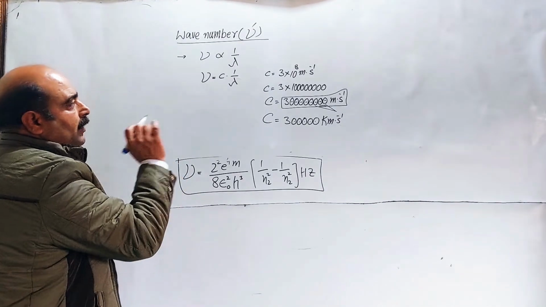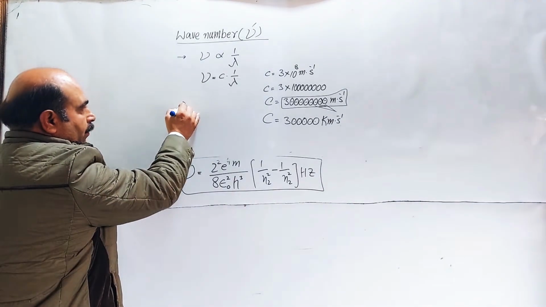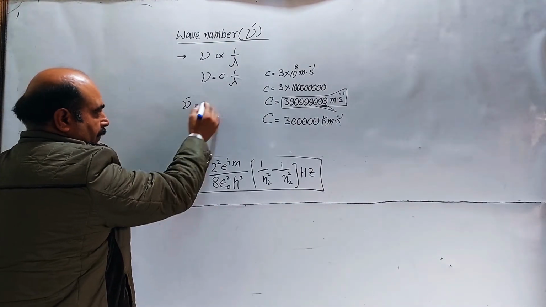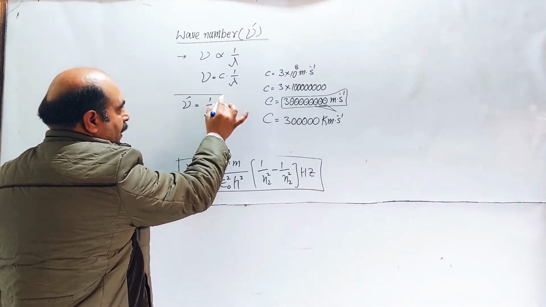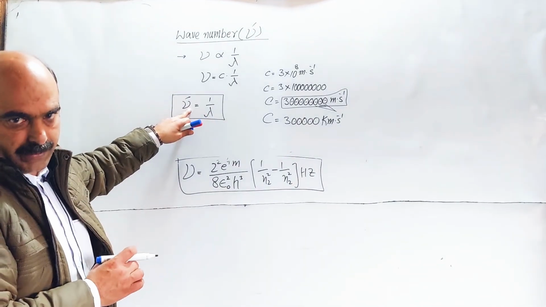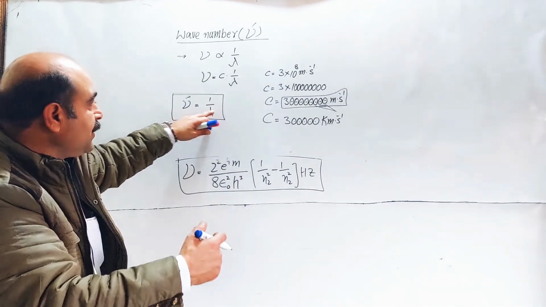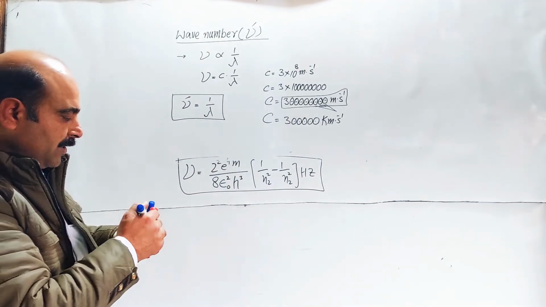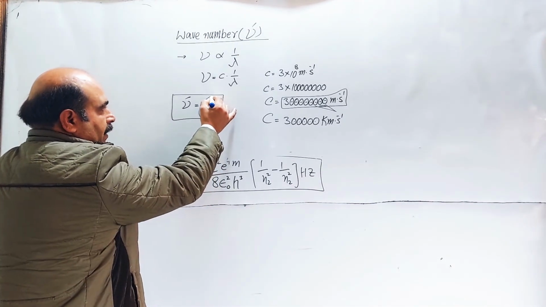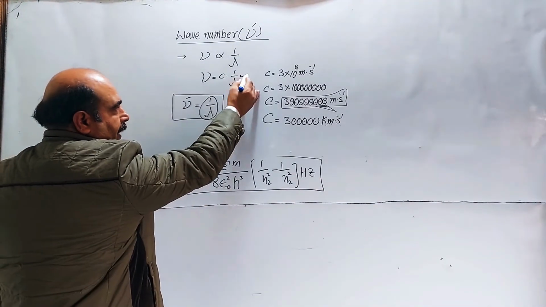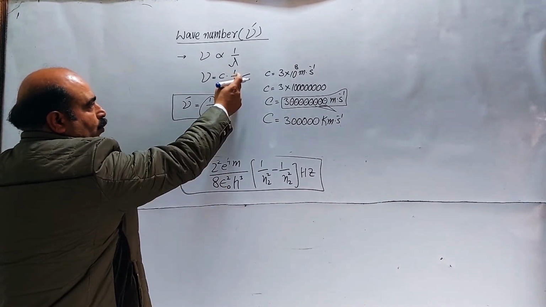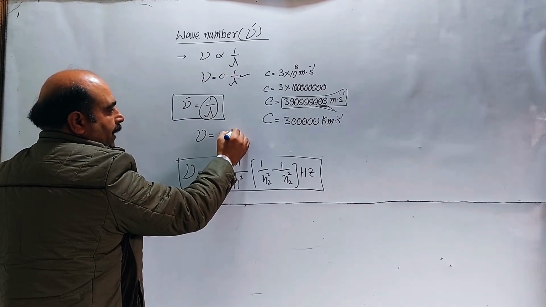Clear that? We also know that wave number is the reciprocal of wavelength. When wavelength increases, wave number decreases. When wavelength of the radiation decreases, wave number increases. It is an inverse relationship. Now putting the value of 1 over wavelength equal to wave number here, frequency is equal to C into 1 over wavelength, which is the wave number.